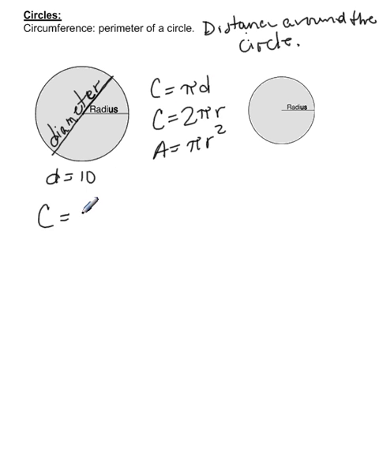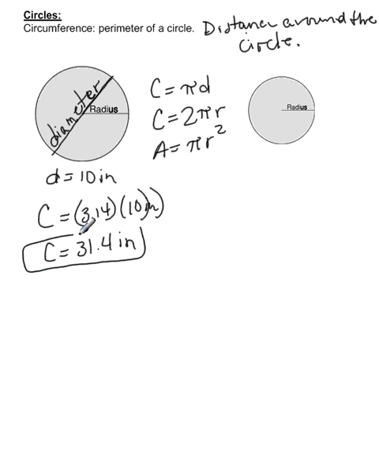So circumference is equal to, since we're given diameter, we're going to say pi times d. So we're going to do 3.14 times diameter, which is 10. And remember, we're going to say that that is in inches. Okay, so 3.14 times 10 is 31.4. And notice that's in inches. And that's your answer.